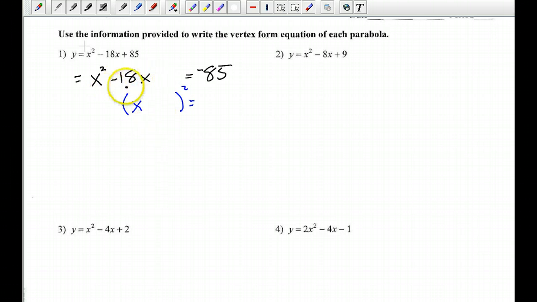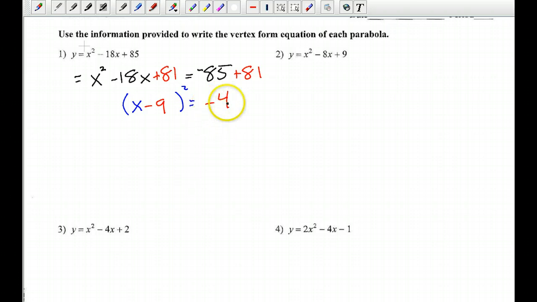Let's see here. Half of -18 is -9, -9 squared. Both sides, same thing. And what do we get? -4.